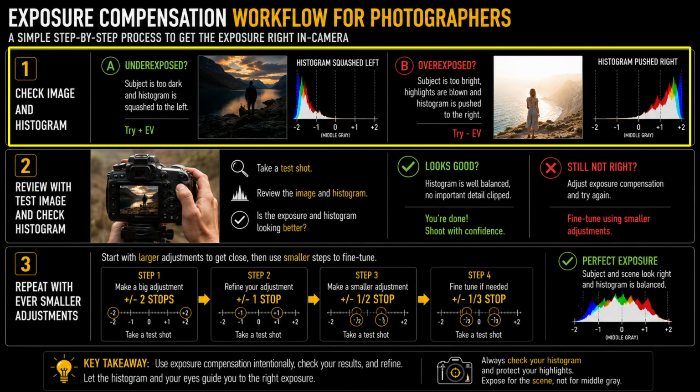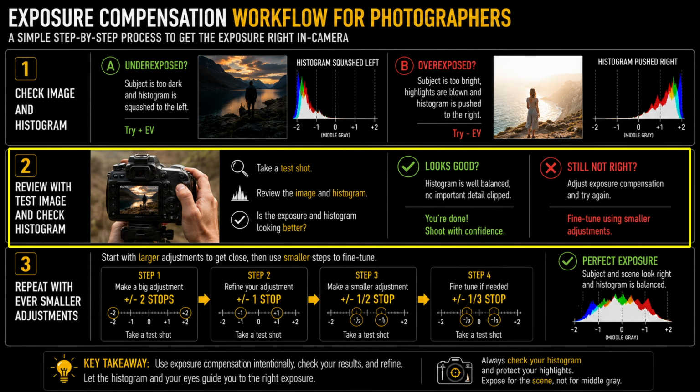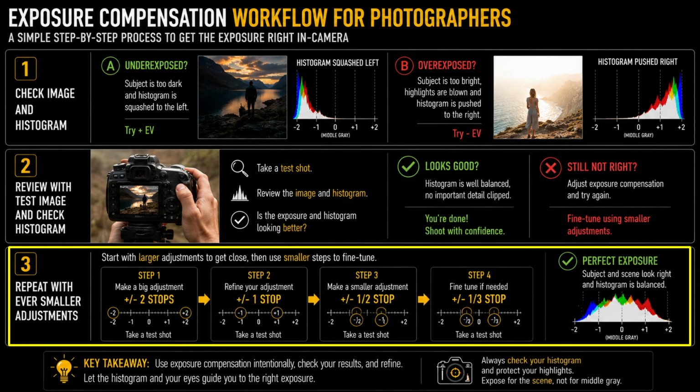A quick workflow to practice. When you take a shot, check the image and the histogram. If the subject is underexposed and the histogram is squashed left, try positive compensation. If the image looks blown out or too bright and the histogram is pushed right, dial in a negative compensation. Make small adjustments and then review. Often 1 stop or half a stop is all you need. With time, you're going to learn to anticipate when the meter will mislead you and then preemptively apply compensation yourself.